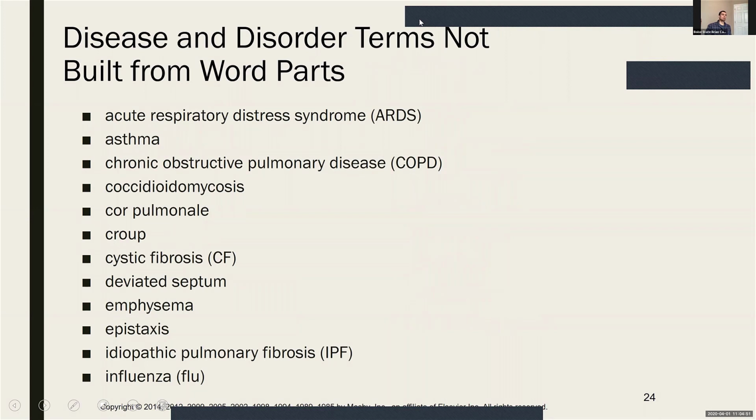Okay, disease and disorder terms not built from word terms, and you'll see some acronyms listed in here. Some of the ones that will probably be familiar to you guys would be like asthma. Okay, we can't break that down. You just have to know what that means. And so sometimes that means looking it up at the bedside if you don't know what it means. I think we mentioned cor pulmonale at an earlier session, but that's basically right heart failure.